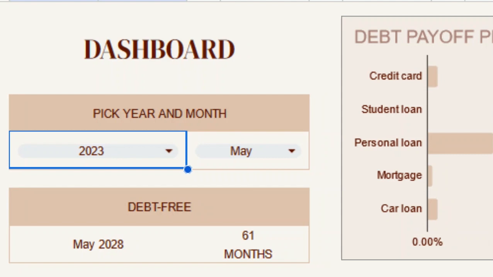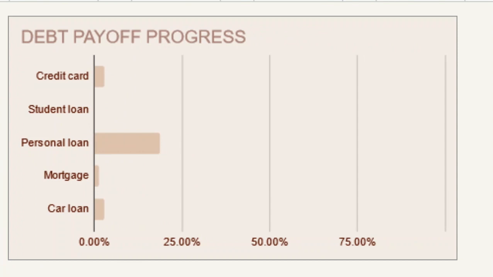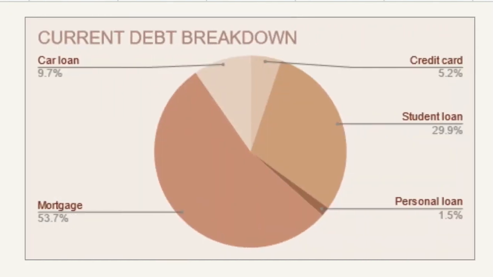In the top left corner, you'll find the updated debt-free date and the number of months left until then. Next to it, the progress summary for every debt shows the percentage of progress from the start date to repaying each debt. To the right, you can view a breakdown of your debts at the end of the current month.